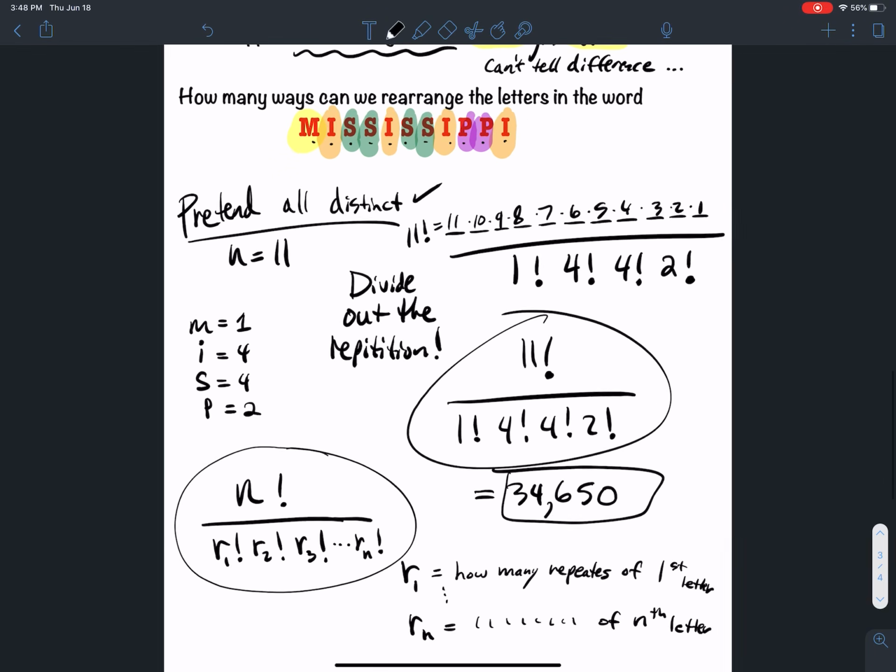Literally you just figure out how many there are total, and that was 11. So I do 11 factorial divided by the repeats factorial. However many there are, just do all the repeats factorial.